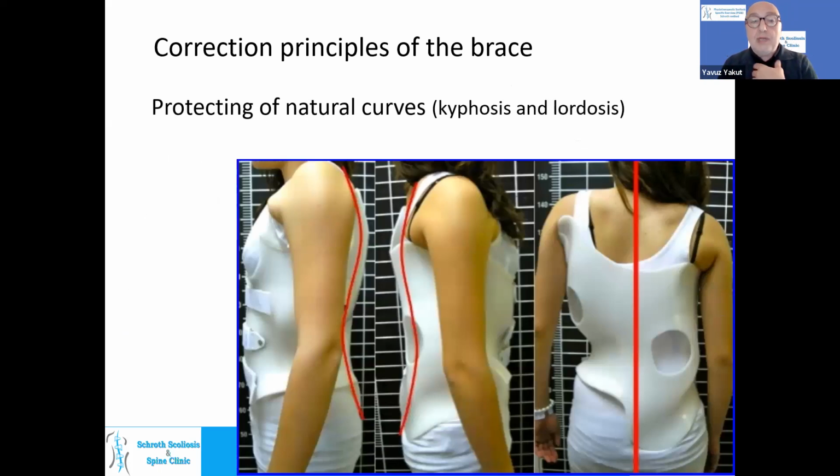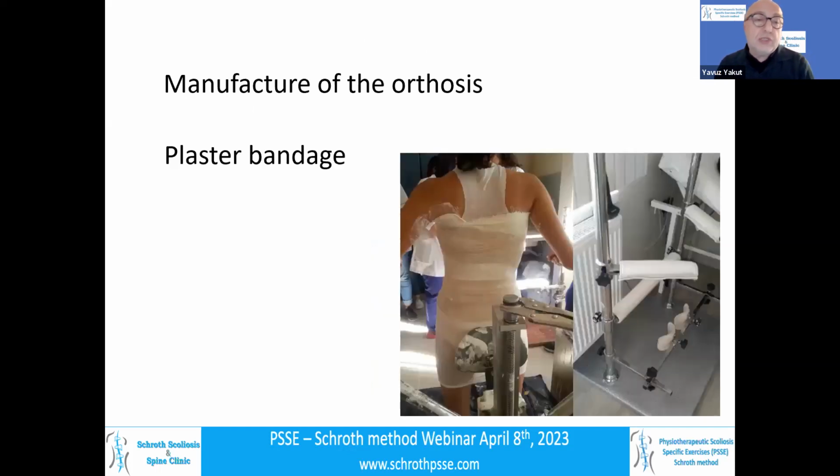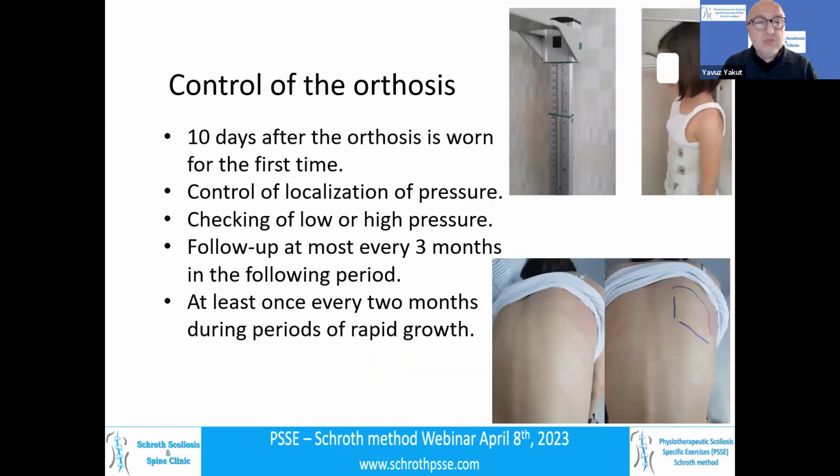In the sagittal plane, kyphosis and lordosis will be controlled or checked, especially correcting lordosis is not so good. For manufacture, I use 4D Rodin and especially the classical plaster bandage method. It depends on the patient's situation, of course.